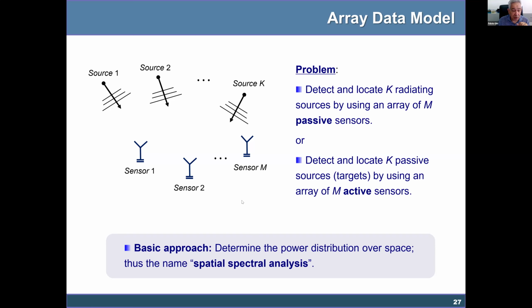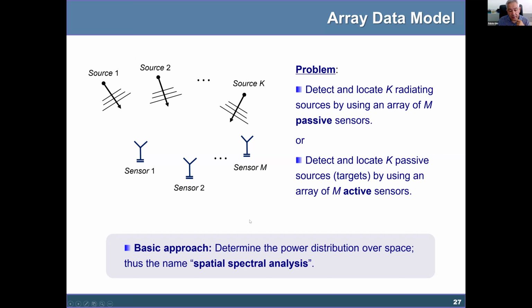But this scenario can also describe an array of passive sensors, for example, acoustic underwater sensors, where we have K sources of signal and M passive sensors. So the signal is not generated by the sensors. The sensors are passive, not active. In this case, the signal is generated by the sources. So these can be sources or targets, depending on whether we are in an active or passive scenario.